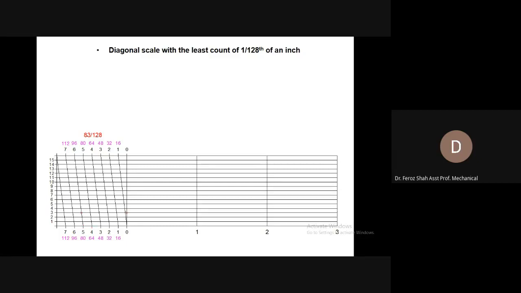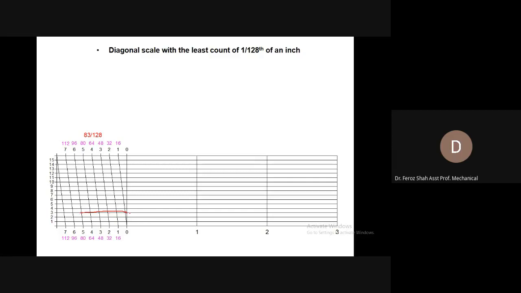If you want to measure 83 by 128, first you would come to the fifth division, which is the 80th division. From this onward, 81, 82, and 83. You can also come from above. This is the 96th division, 95, and come along this 94, 93, and so on up to 83. Now this measurement is equal to 83 by 128.